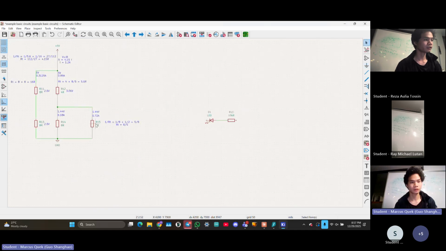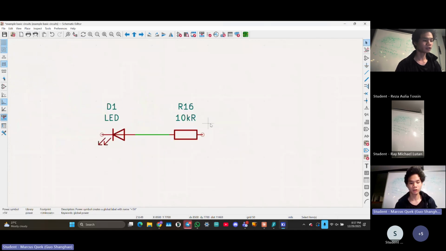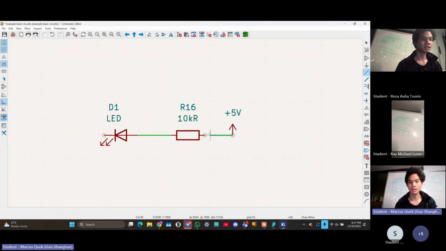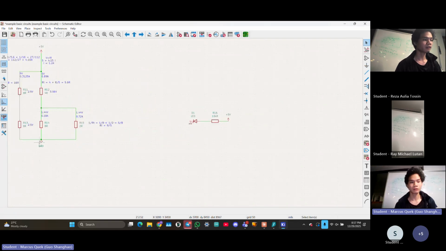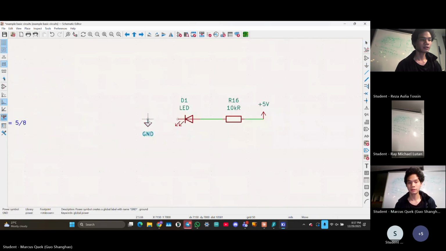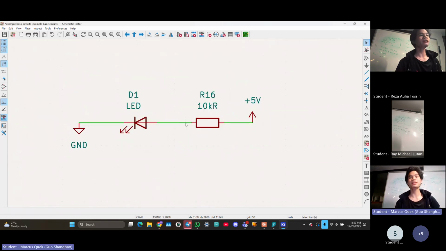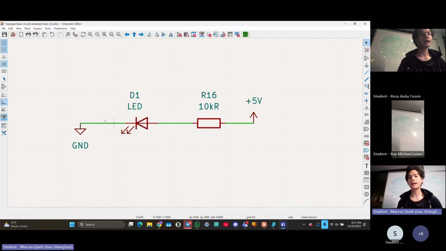Okay, they don't have a default. So I have 1.5 volts across my resistor and LED, and then I have a ground here. This is the circuit that we are all going to build today.